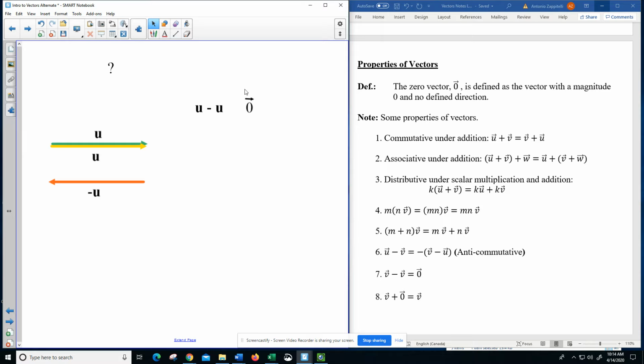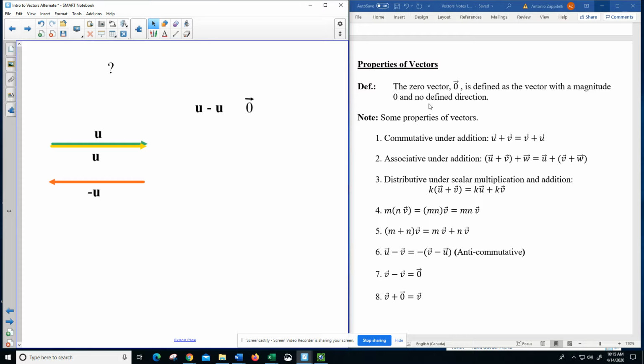Okay, now we see that we need such a vector in order to deal with something like the subtraction of a vector from itself. All right, we're going to see later on how the zero vector is going to become very important for us. Okay, so if you look here at the definition, the zero vector, so make sure that when you're designating the zero vector as opposed to the number 0, that you put the little arrow on top, is defined as the vector with magnitude 0, no defined direction.